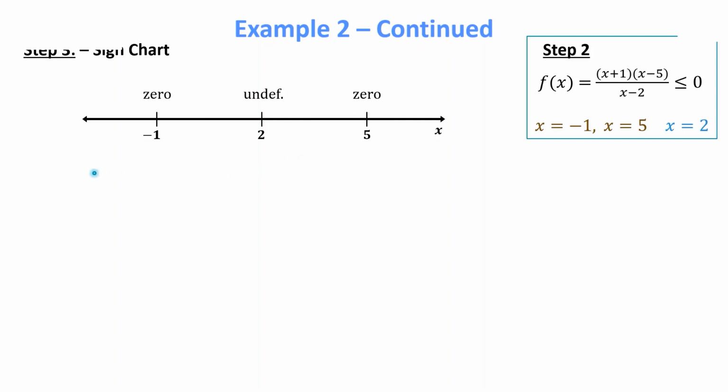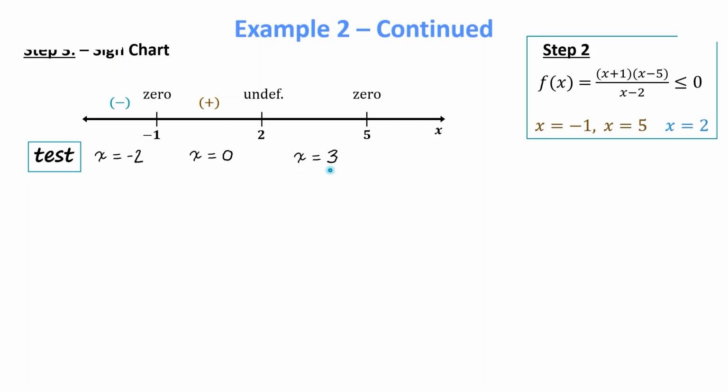So now we'll find our test values. In our first interval between minus 1 and negative infinity, I've picked the value x equals minus 2. If I substitute this into the function f of x, I end up with a negative value, so I indicate this with a negative sign. And then I pick another value between minus 1 and 2, so I've picked x equals 0. When I substitute this into f of x, we get a positive value, so we write a positive sign. And between 2 and 5, I've picked the value x equals 3.